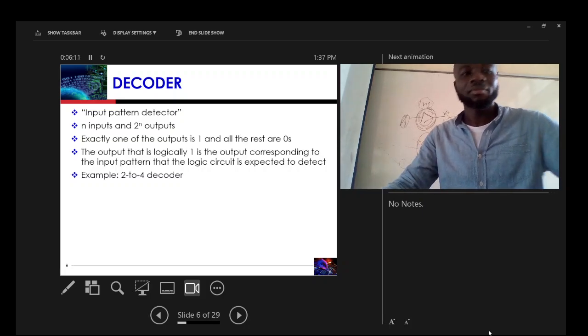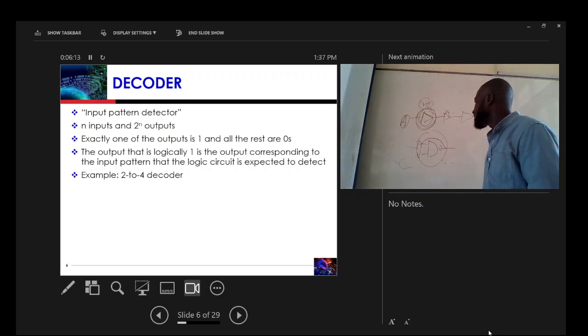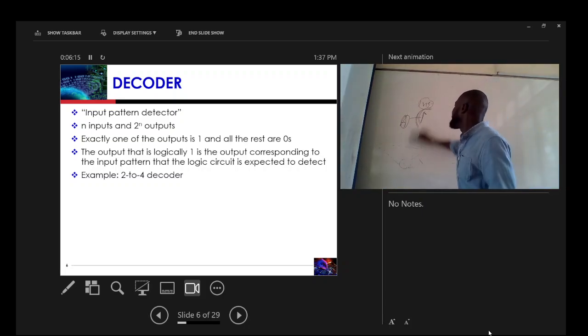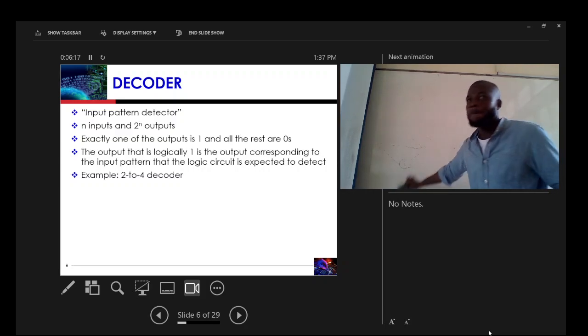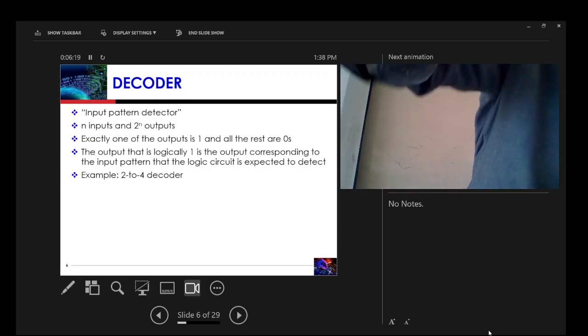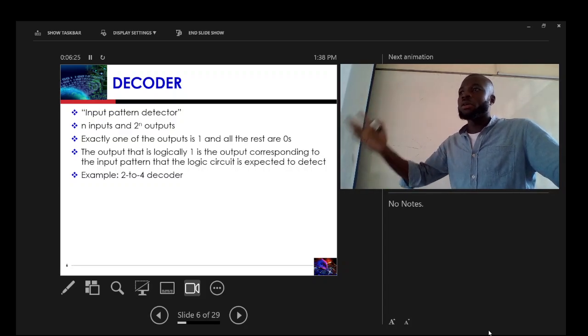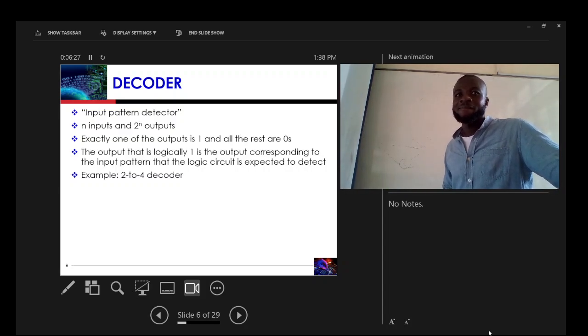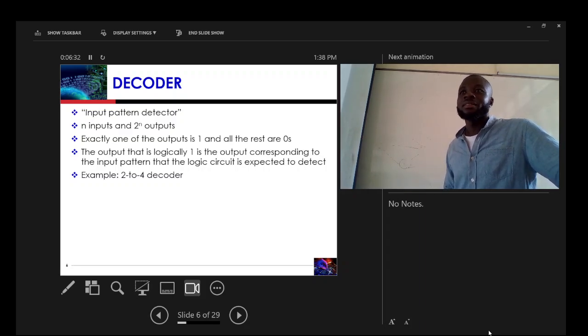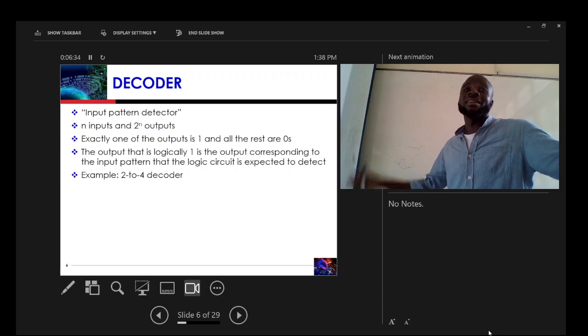You have seen it before, right? And what does it do? Basically, what does a decoder do? Breaks down signal. Anybody else? A decoder.